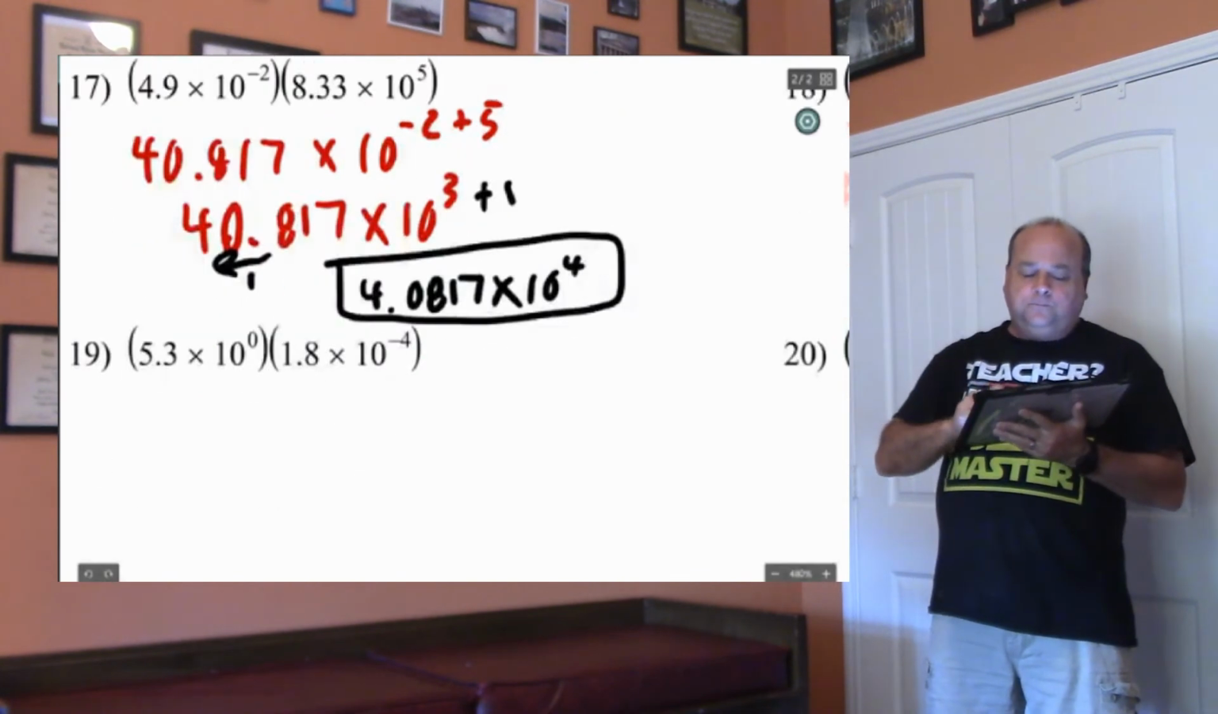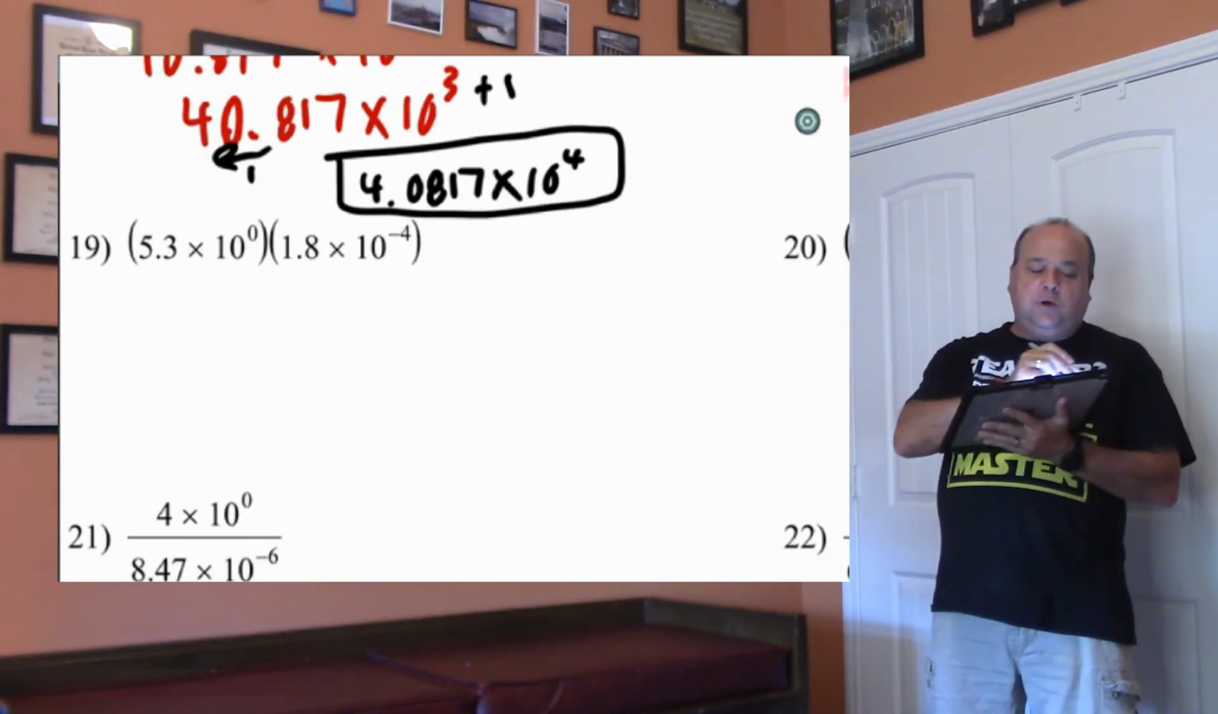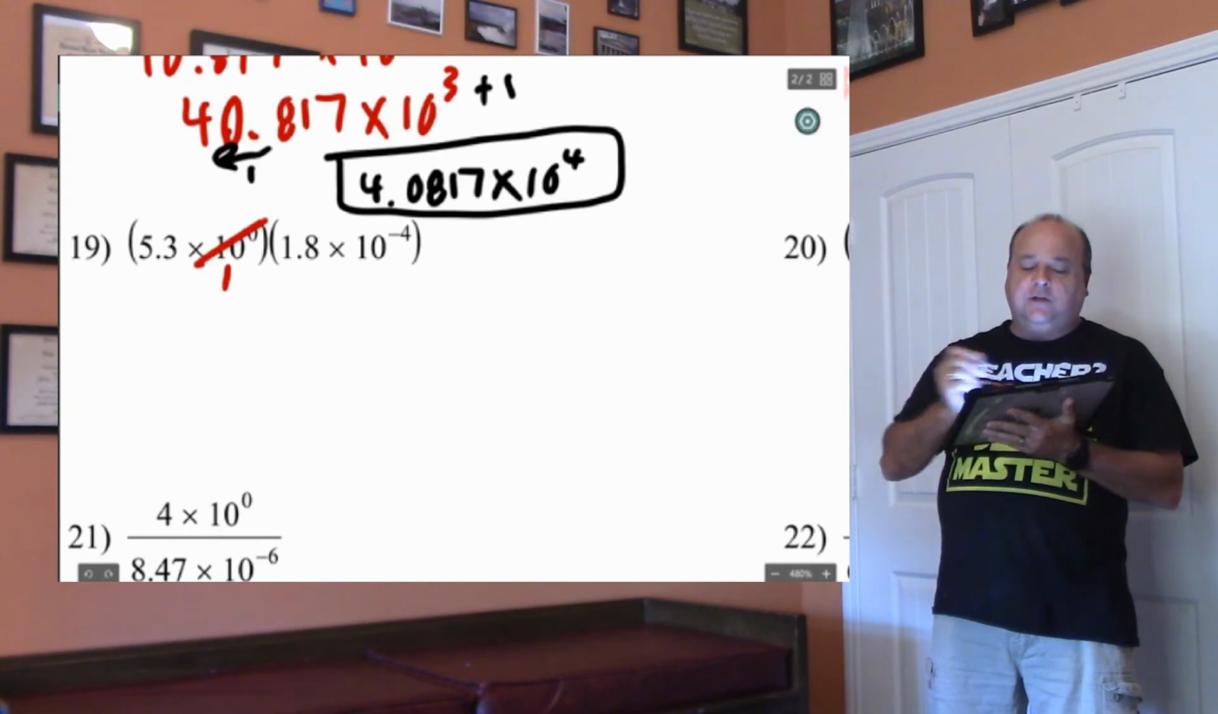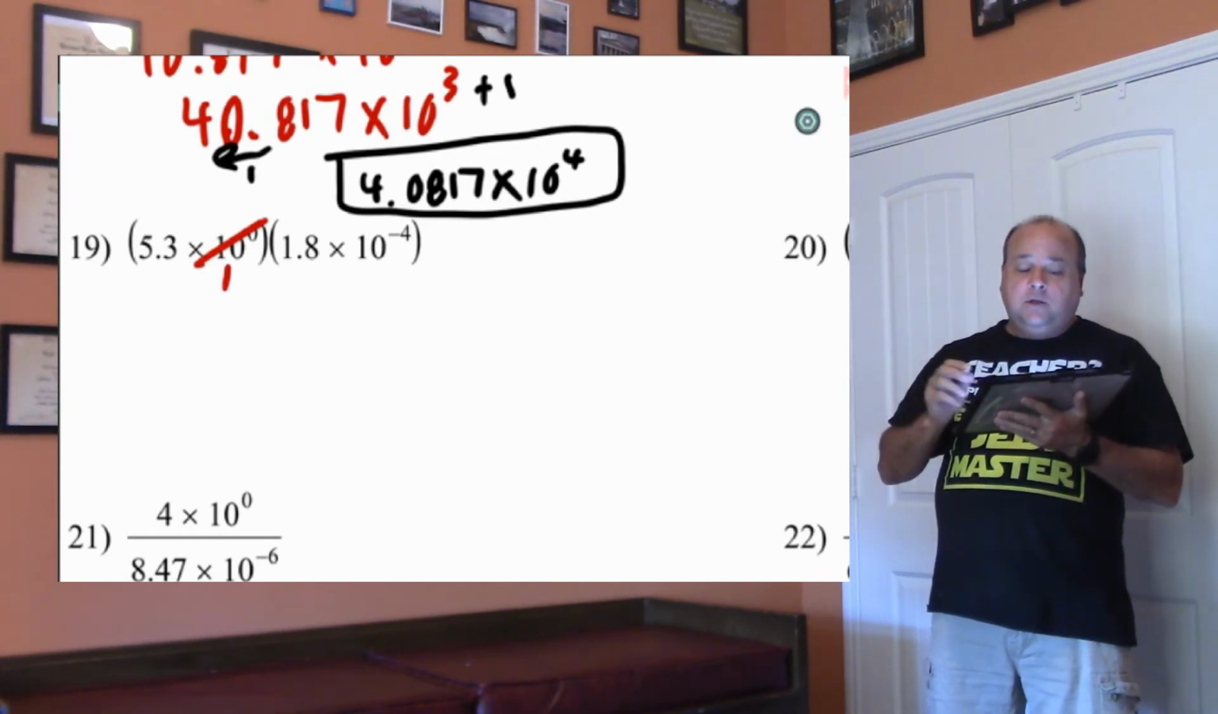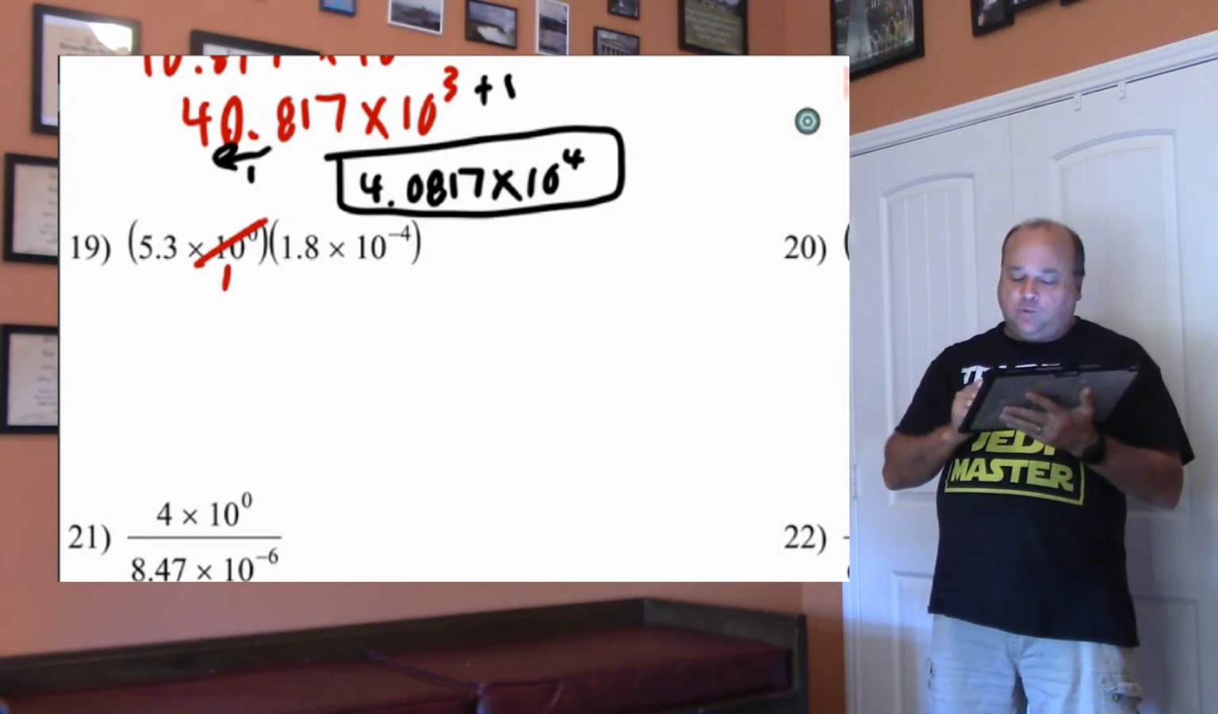Let's continue on. Okay, this one right here is pretty simple. Remember, this is just going to turn into 1. Okay, so we're going to have 5. Let's do 5.3 times 1.8.